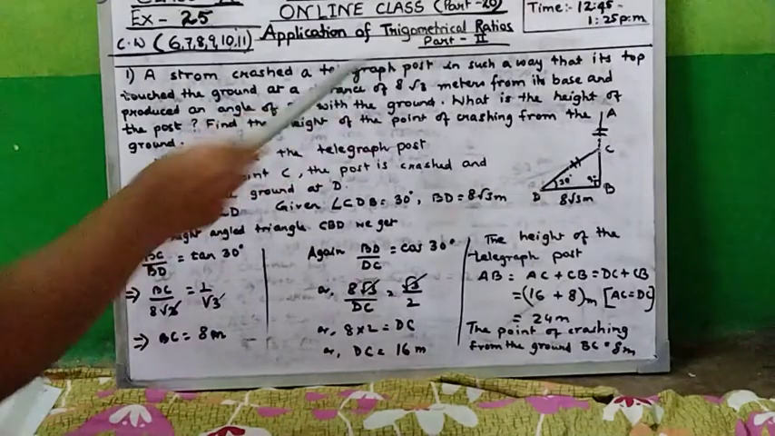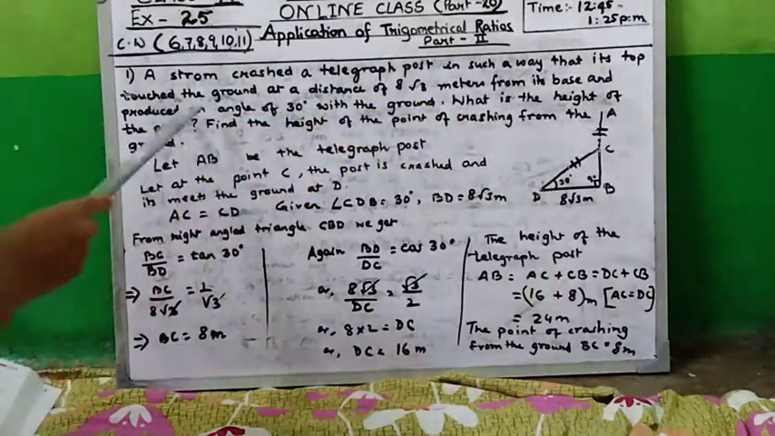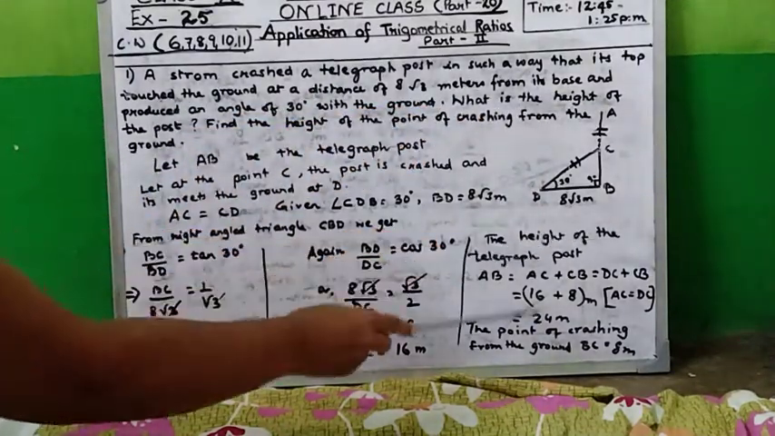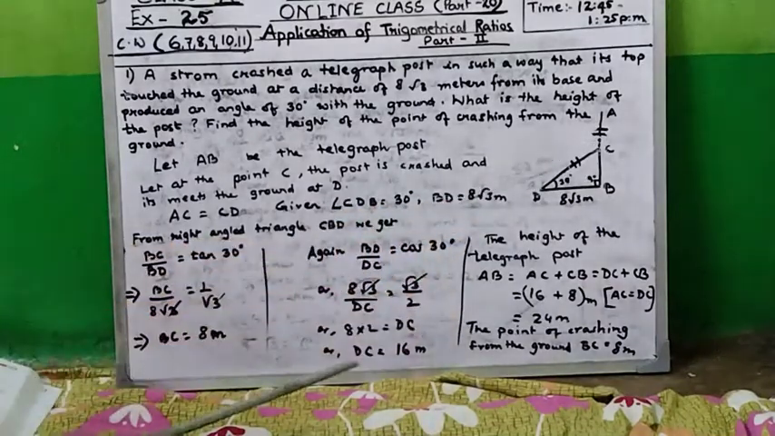So your first question is solved. What is the height of the post? The height of the telegraph post is 24 meter. That is 8 plus 16 is equal to 24 meter.